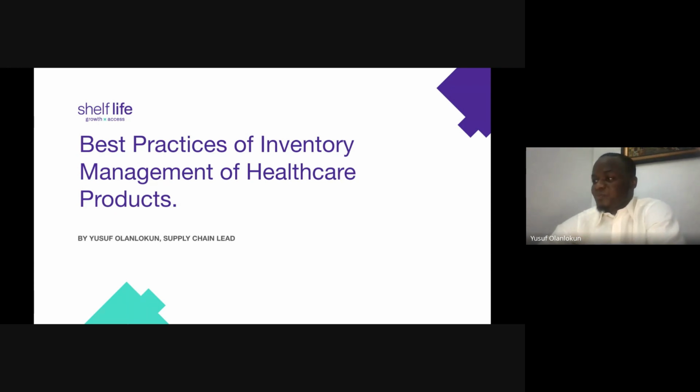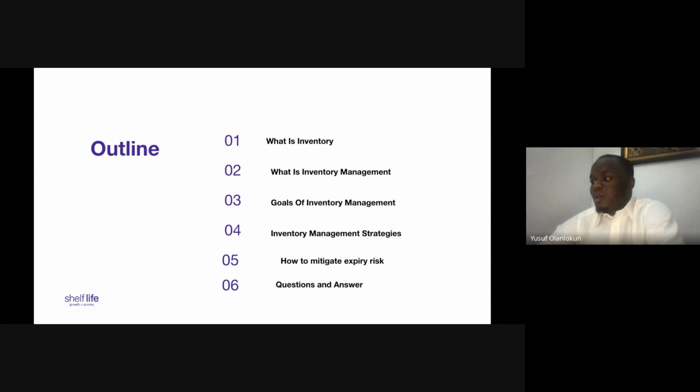Yeah, so that's majorly what we are going to discuss in the next 40 minutes, like how to optimize from these two ends. So this is the outline. Like I mentioned, walk you through what inventory is, like in a pharmacy or hospital pharmacy context. What do we define as an inventory? And how do you describe inventory management? Why it is important, and what are the strategies in managing inventory?